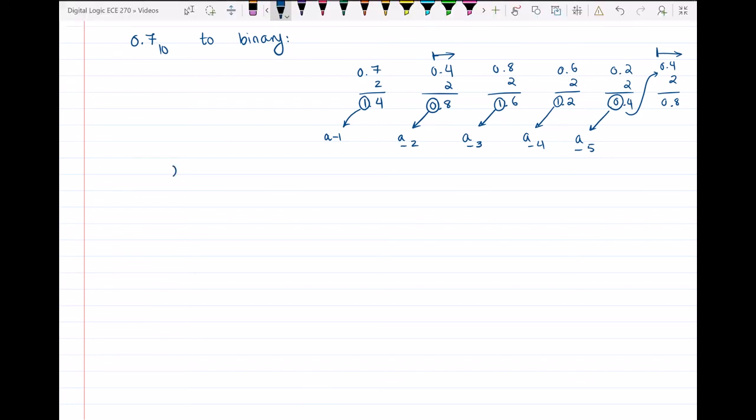So I can say 0.7 base 10 will be equal to 0.10110, right? And then again, this process will be repeated. So again, we're going to have 0, 1, 1, 0, 0, 1, 1, 0. So after this first one here, you see that the process is repeating. So I have this one here, and then after that it is repeating. Okay, so this will be this number.